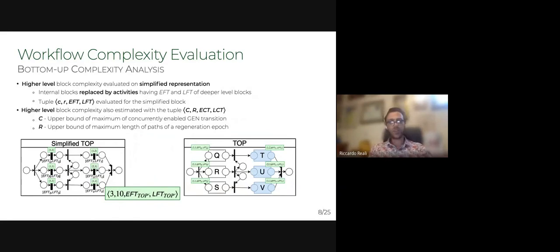The other way consists in computing an upper bound, both for value C and R, with a calculus. In this case, we use capital letters to underline this difference. Finally, the complexity of a block, and in particular the complexity of the top block, is determined by whether the C and the R values of the tuple of the simplified block, and the uppercase C and uppercase R values of the not simplified block, do not exceed some arbitrary thresholds.